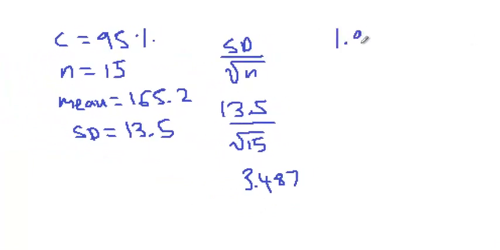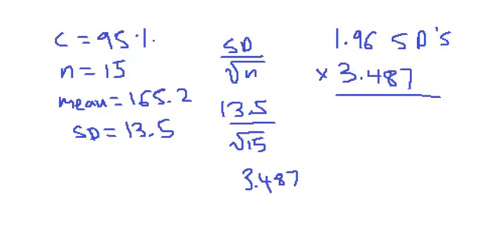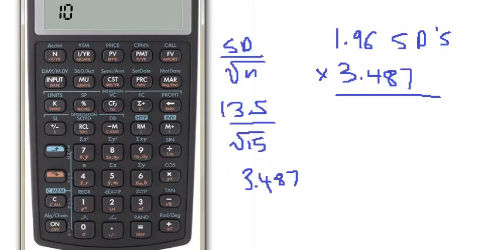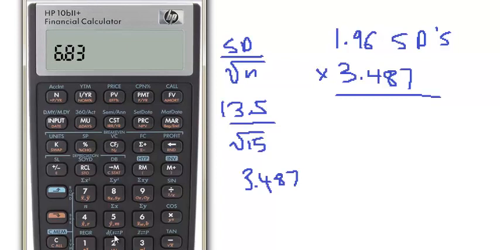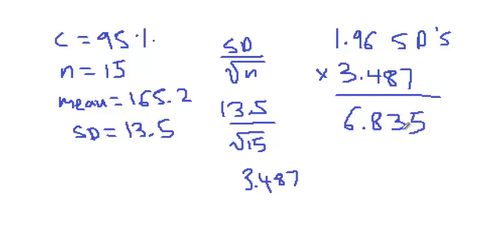So 1.96 standard deviations times, and each standard deviation is 3.487. So let's do the 3.487. Get the calculator back up here. 3.487 times 1.96 standard deviations, and we get approximately 6.83. And if we want to round it off a little bit, we'd get, let's call it 6.835. That is 1.96 standard deviations away from the mean. So we could have 6.8, we'll round it up to 6.84 above and 6.84 below.